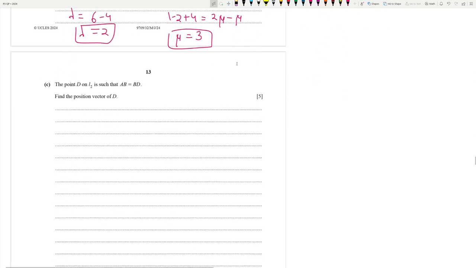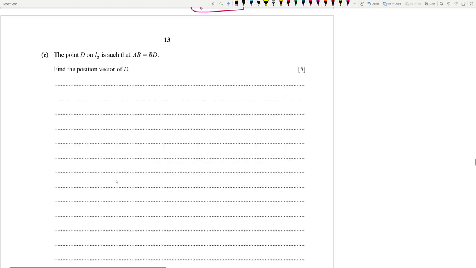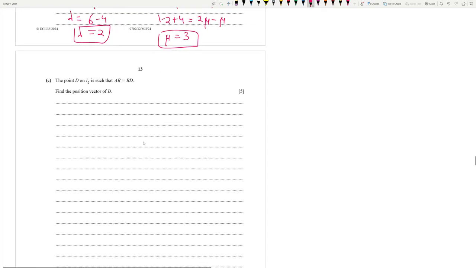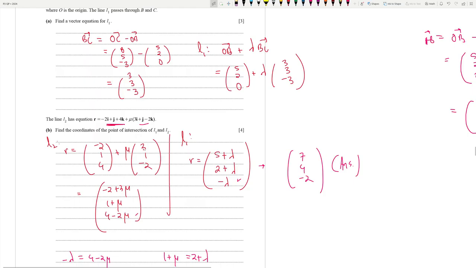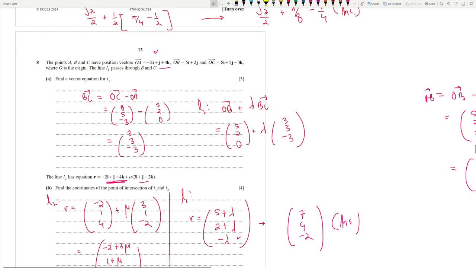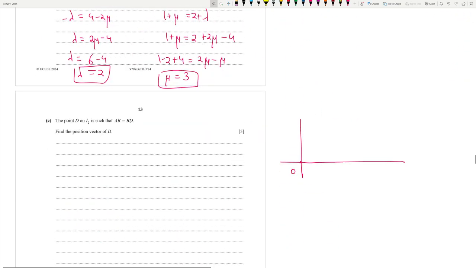Let's go next. The point D on line 2 is such that AB is equal to BD. Okay, let's try to draw a diagram. So line 2, yeah. Line 2 actually starts, if you look at this, where does it start from? Minus 2, 1, 4, OA. It starts at point A. And D is maybe somewhere over here, okay?